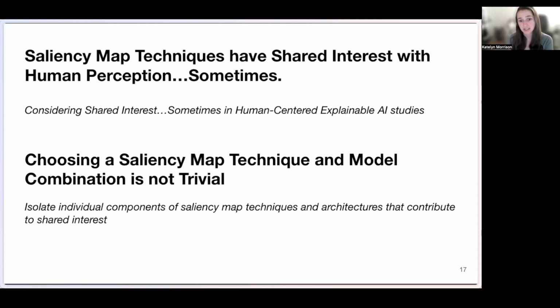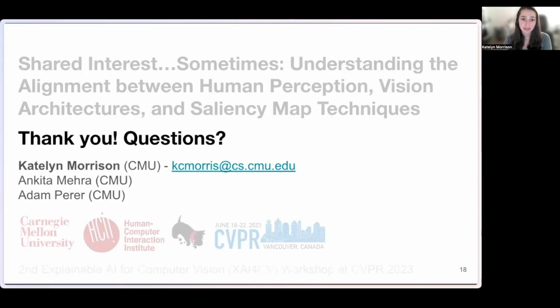However, isolated studies like this could allow technical researchers to identify individual components of saliency maps or architectures that contribute to shared interest.